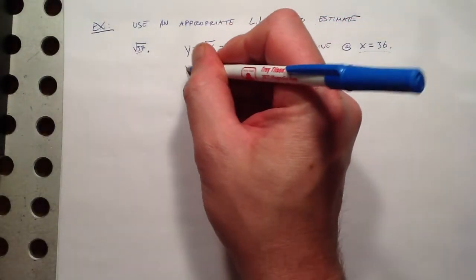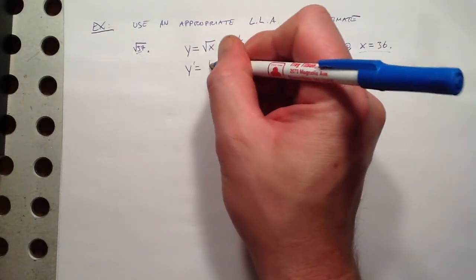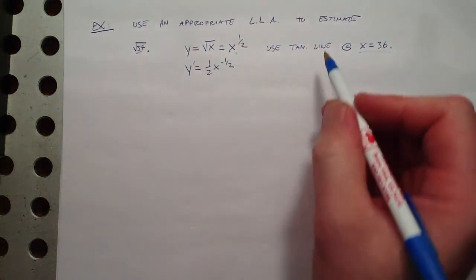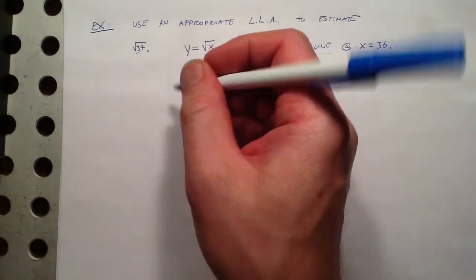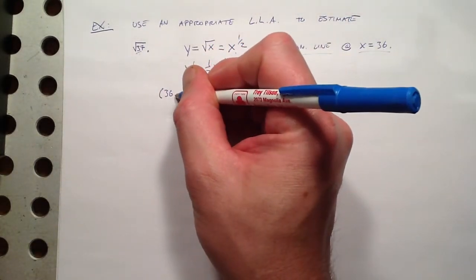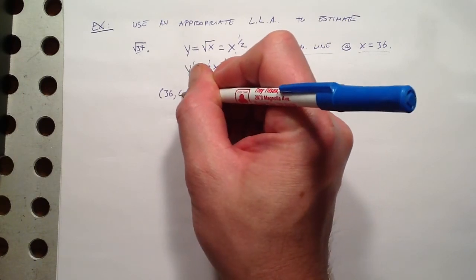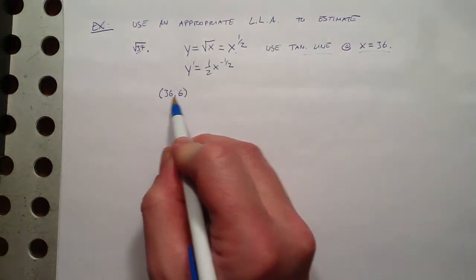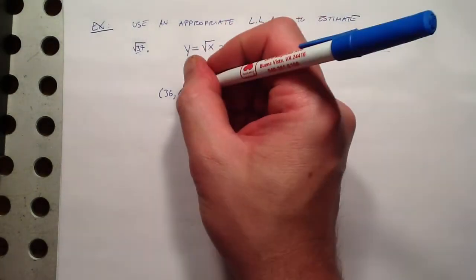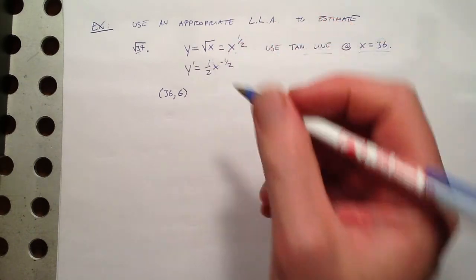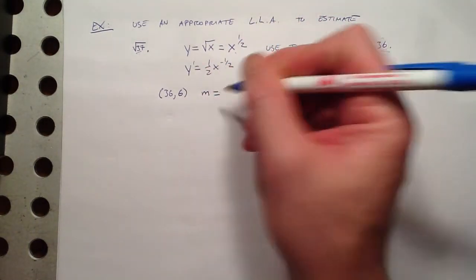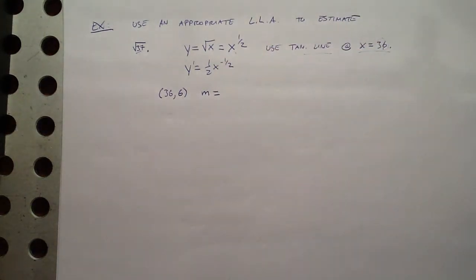So, go ahead and find my derivative. So 1/2 x to the negative 1/2. And now I need to find the tangent line at x equals 36. So, what's the point? The point, I don't mean that in an existential quandary kind of sense. I mean, what's the point? It's 36, 6, right? 36 in here, and square root of that is 6. So there's our point.